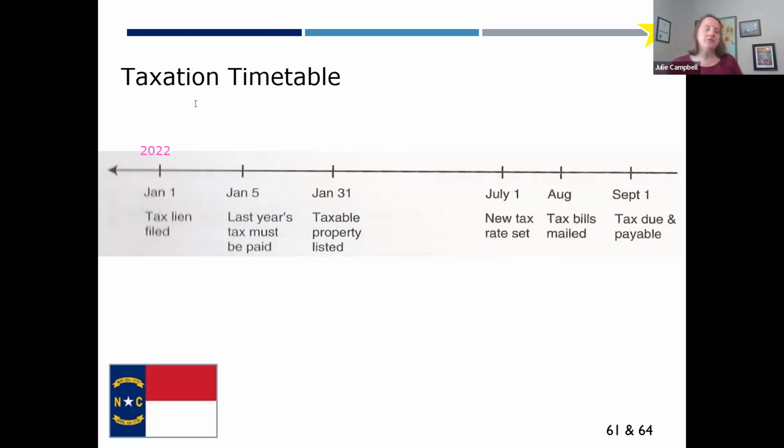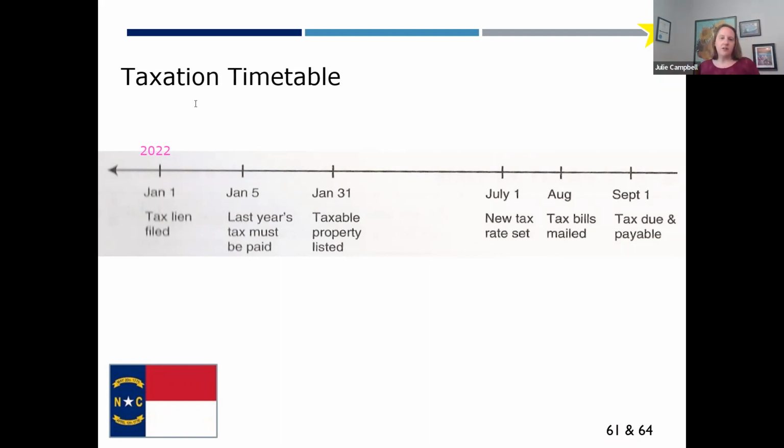On January 1st, each year, a tax lien is filed on the property. Happy New Year. You owe taxes for this year. You don't know how much yet. It's not due, but you know you owe taxes. I'm going to skip January 5th for a minute. I'll come back to January 5th.